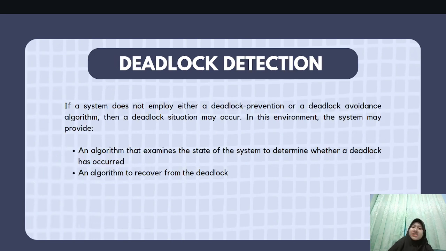Okay, moving to the next one, which is deadlock detection. If a system does not employ either a deadlock prevention or a deadlock avoidance algorithm, then a deadlock situation may occur. In this environment, the system may provide, first one, an algorithm that examines the state of the system to determine whether a deadlock has occurred or not. And second one, an algorithm to recover from the deadlock that has occurred.